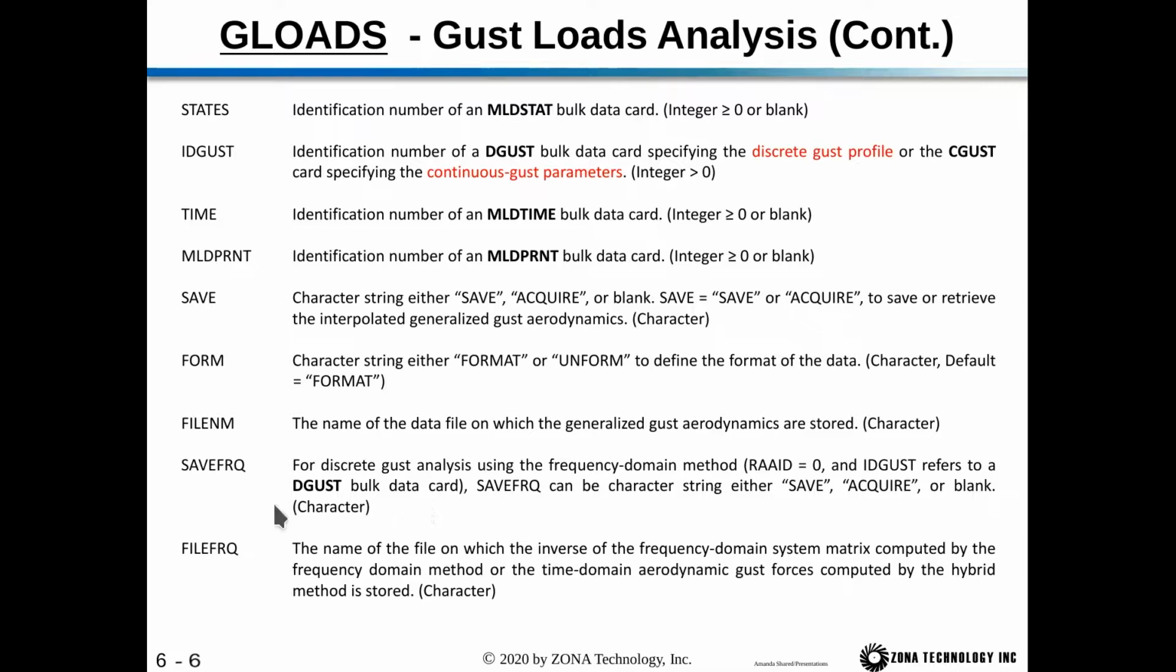And then next, we can save the frequency domain. So save FRQ is for the discrete gust analysis using the frequency domain method. Save frequency can be a character string, either save or acquire. And then file FRQ is the file name. So this stores the inverse of the frequency domain system matrix computed by the frequency domain method, or the time domain aerodynamic gust forces computed by the hybrid method. So in this case, if you're doing multiple analyses, you can save the data on the first run and then retrieve the data for subsequent runs.